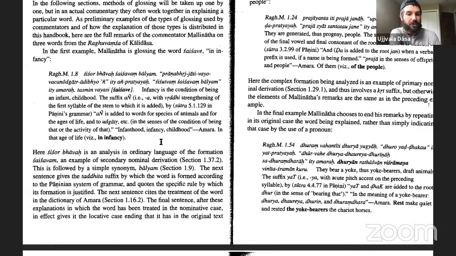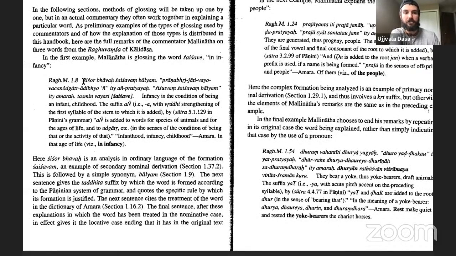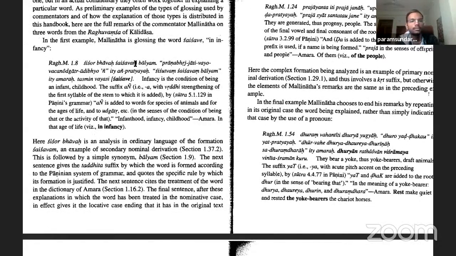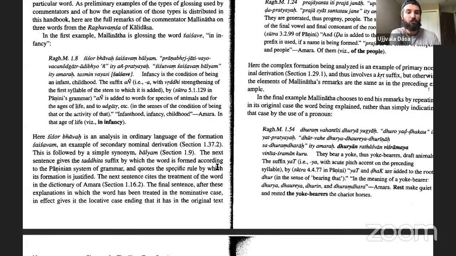Here, Shishur Bhavaha is an analysis in ordinary language of the formation Shaishavam, an example of secondary nominal derivation. So Shaishavam is the thing that's being glossed. The first thing he says is Shishur Bhavaha. I can't highlight because this is a scan. Shishur Bhavaha is Shaishavam, and then a synonym is given, Balyam. So that's Padartokti. The next sentence gives the taddhita suffix by which the word is formed according to the Paninian system of grammar and quotes the specific rule by which its formation is justified. So we see Shishur Bhavaha, Shaishavam, Balyam. Then we see the sutra of Panini quoted, the definition of the pratyaya, and then another gloss.